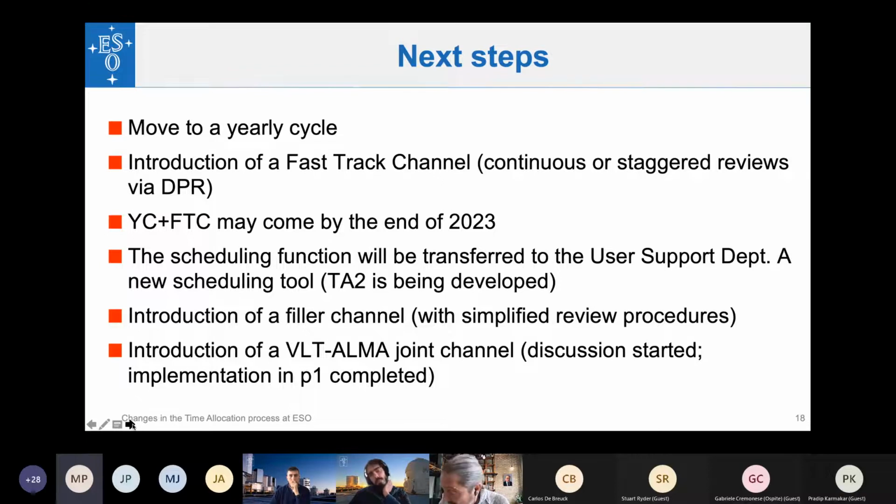And in the case you have or you need it, there's the second point. So we will introduce a fast track channel. This is a continuous or staggered review via the DPR. It's very similar to the fast turnaround cycle that they have at Gemini. It's similar to the TDDT process, meaning that there is no deadline. It's open, you submit, and it is reviewed, maybe in staggered chunks for a number of reasons.